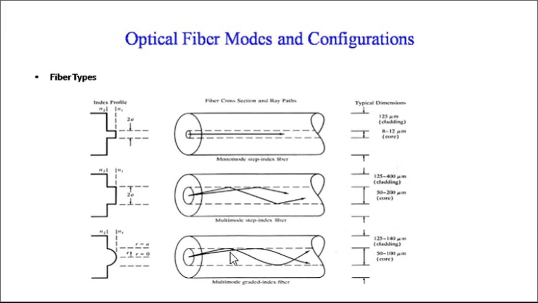This happens because throughout the core, the refractive index varies from the center of the radius. Due to this, the light will be bent and touch the cladding. This is nothing but your index profile. 2a is the diameter. In notation, r is equal to 0 at the center and here r is equal to a. These are the diameter of the core, like this.